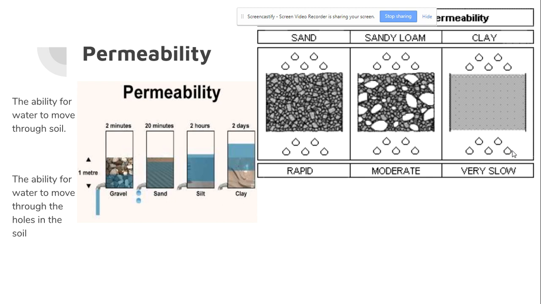Crazy packed together, super compact, no holes, no spaces. So that permeability is slow. It's super slow. It takes forever for that water to travel through, if it even travels through at all.